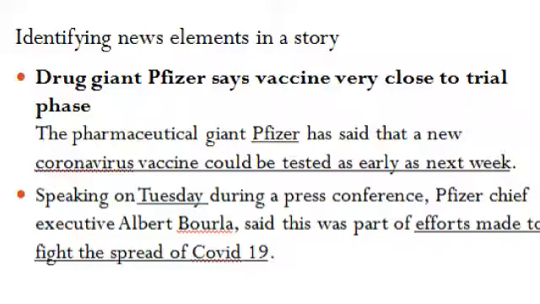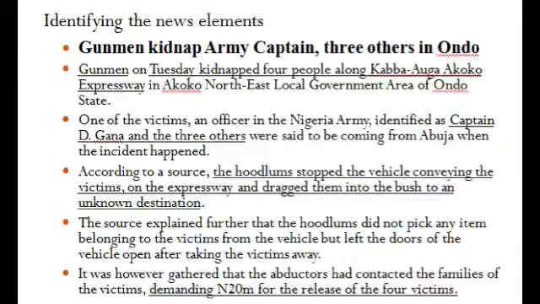Now let's see another example. Now here is an example that has up to 5 paragraphs. Gunmen kidnap army captain, 3 others in Ondo. Now look at the first paragraph. Gunmen on Tuesday kidnapped 4 people along Kaba Oga Akoko Express Road in Akoko North East local government area of Ondo State. The second paragraph. One of the victims, an officer in the Nigerian army identified as Captain D, Ghana, and 3 others were said to be coming from Abuja when the incident happened.